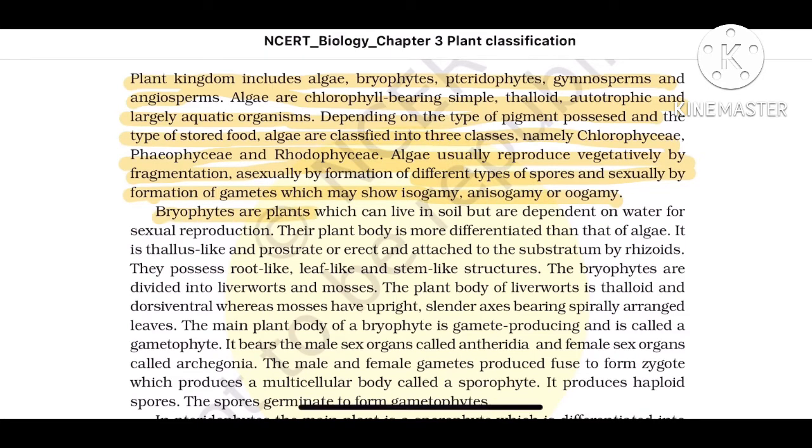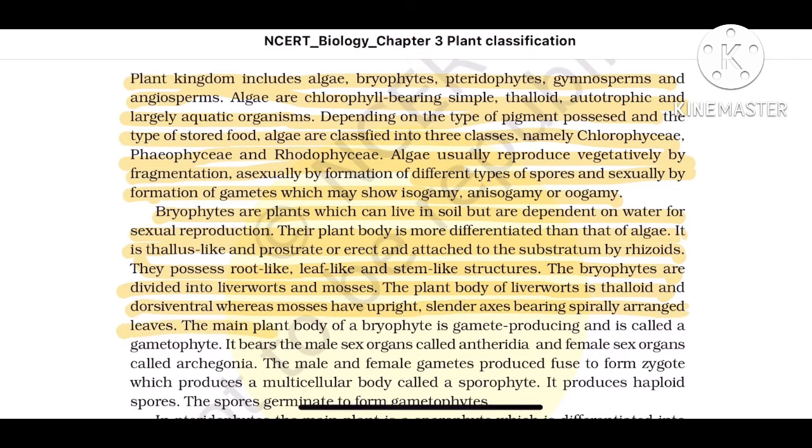Bryophytes are plants which can live in soil but are dependent on water for sexual reproduction. Their plant is more differentiated than that of algae. It is thallus-like and prostrate or erect and attached to the substratum by rhizoids. They possess root-like, leaf-like, and stem-like structures. The bryophytes are divided into liverworts and mosses. The plant body of liverworts is thalloid and dorsiventral, whereas mosses have upright, slender axes bearing spirally arranged leaves.